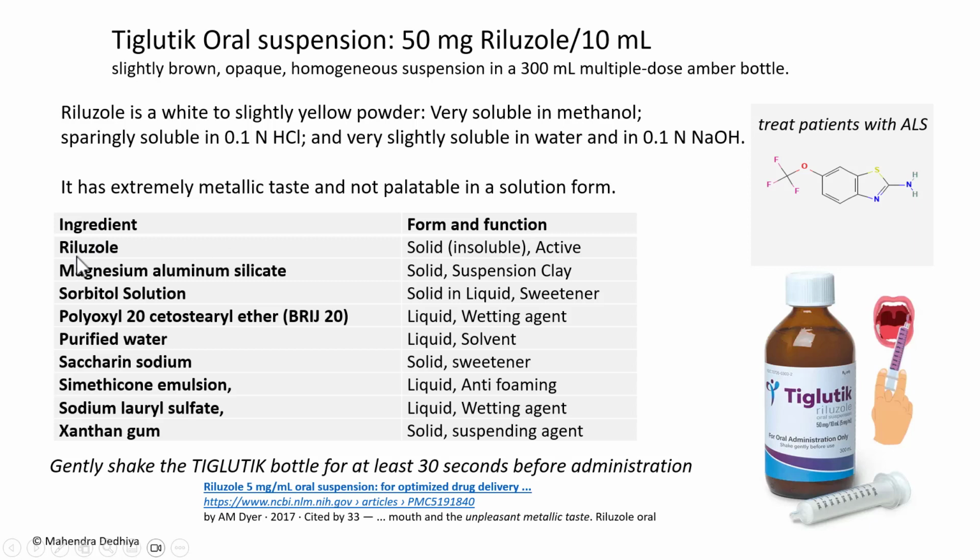Suspension formulation: riluzole, insoluble solid; magnesium aluminum silicate, clay, suspending agent; sorbitol solution as a sweetener; Brij 20 as a wetting agent; purified water; saccharin sweetening agent; simethicone; sodium lauryl sulfate; and xanthan gum suspending agent. The instruction for Tiglutik bottle states to shake gently for at least 30 seconds before administration. 30 seconds is long shaking for a drug product.